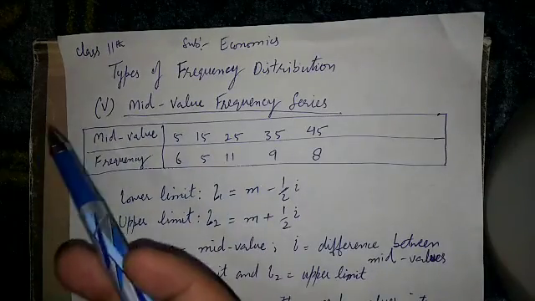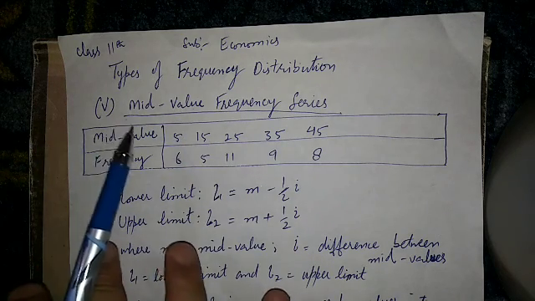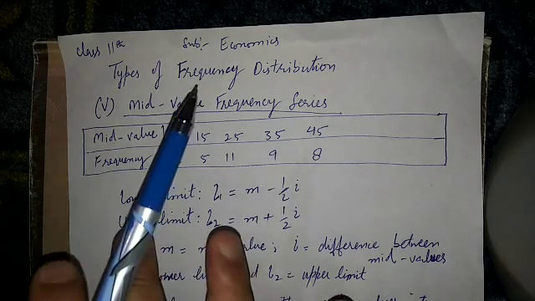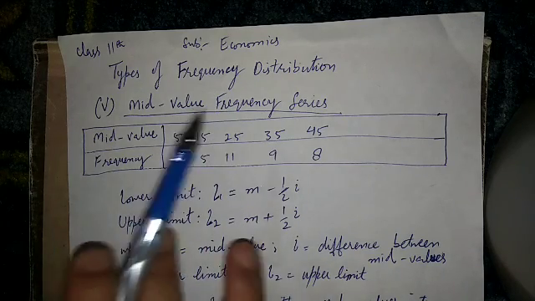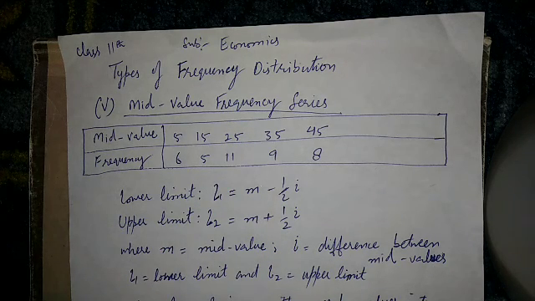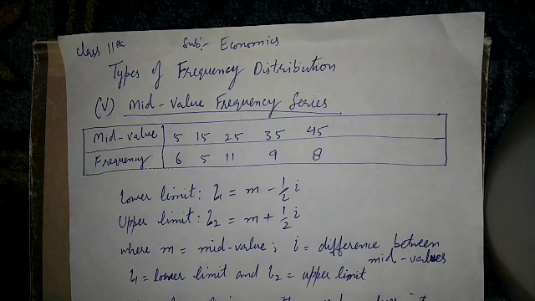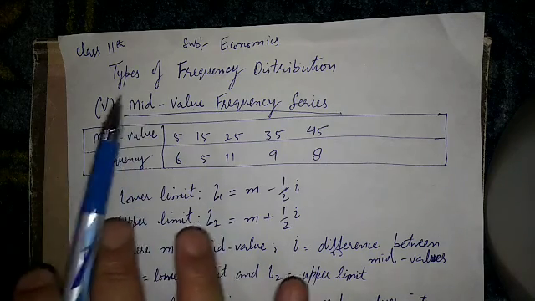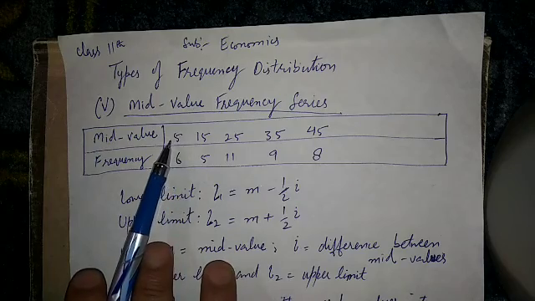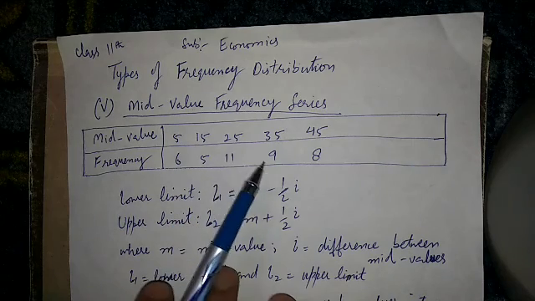We have discussed earlier the other types of frequency distribution. Today we will discuss mid-value frequency series. Mid-value frequency series are those series in which we have only mid-values of the class intervals and the corresponding frequencies. Here's an example: mid values 5, 15, 25, 35, 45 and frequencies 6, 5, 11, 9, 8.